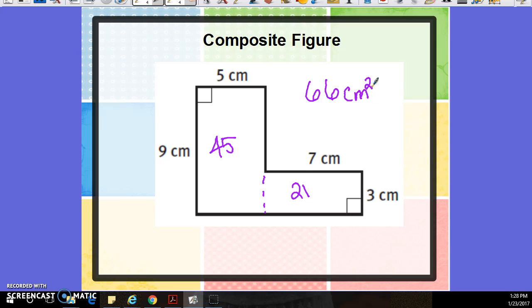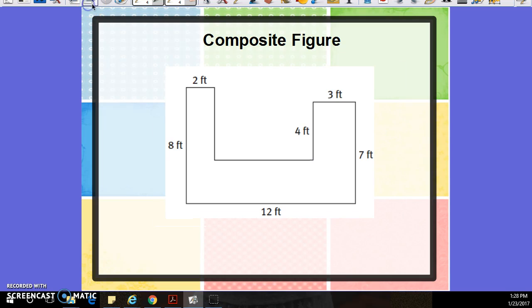You did this last year. Yep. So this should just be a refresher on decomposing shapes. Oh, I remember that. Alright, here is your next shape. Go ahead and draw it out and label it.